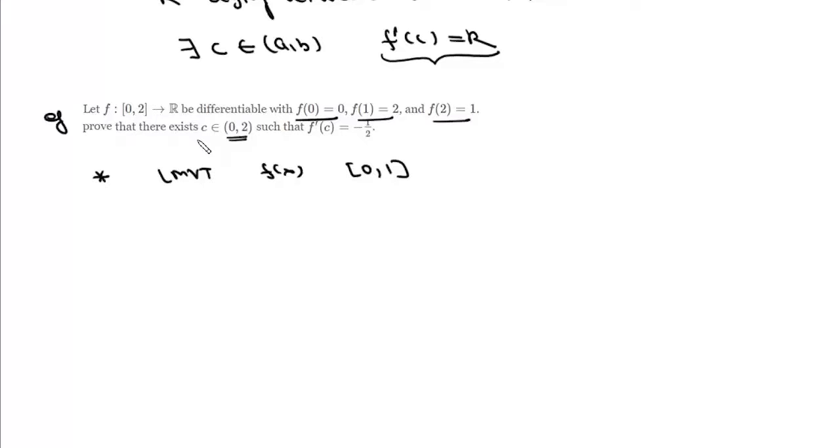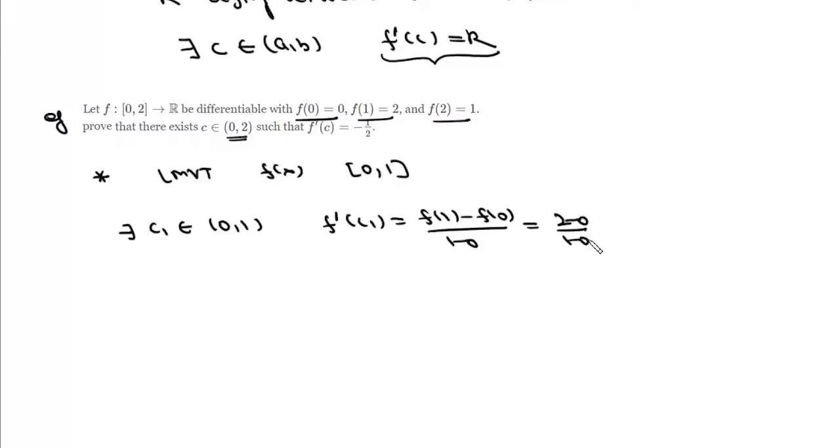Now since this function is continuous and differentiable, Lagrange's mean value theorem says there exists a point c1 in the interval (0, 1) such that f'(c1) will be equal to (f(1) minus f(0)) upon (1 minus 0), and here the value of f(1) is 2, so it will be (2 minus 0) upon (1 minus 0), which is 2.